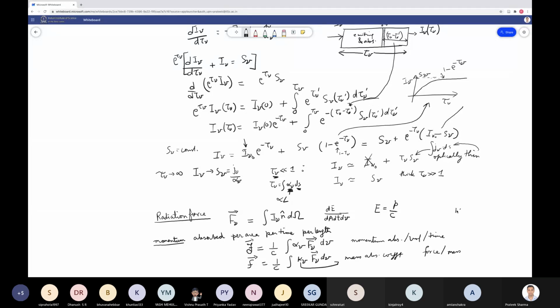And if you recall, kappa nu was equal to alpha nu divided by rho. The units of kappa nu are centimeter square per gram. Alpha nu is per centimeter, and rho is grams per centimeter cube. Okay, so this is about the force, right?